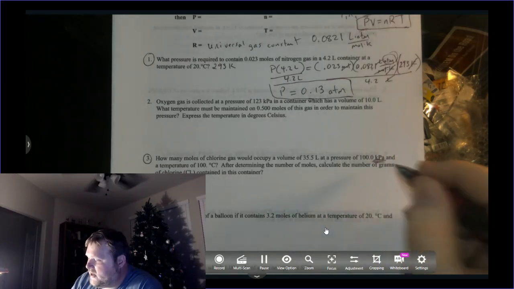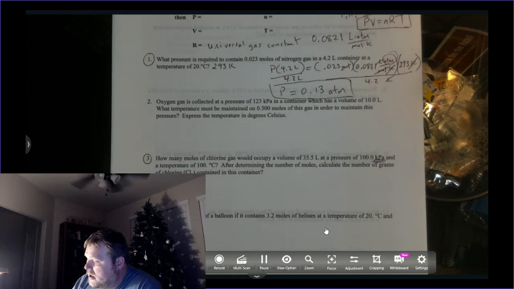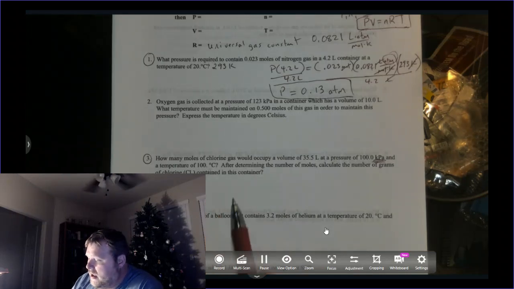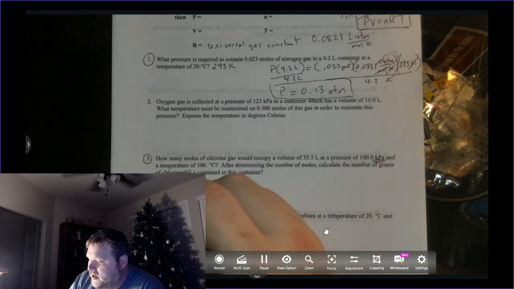And that's important because I can't use the same R value now. And a temperature of 100 degrees Celsius. You've got to watch out for that. So let's just stop there and let's go ahead and find those moles. So we're going to take PV = nRT.